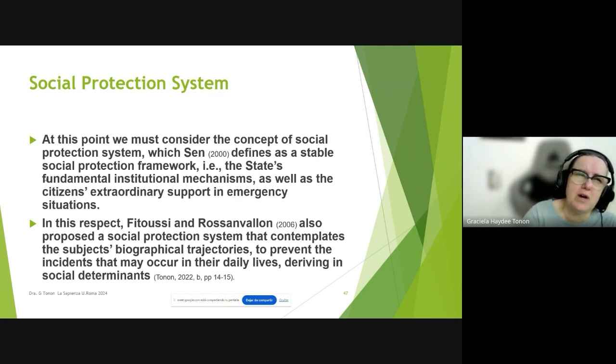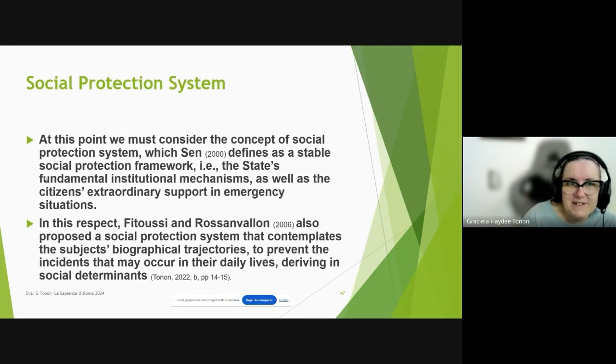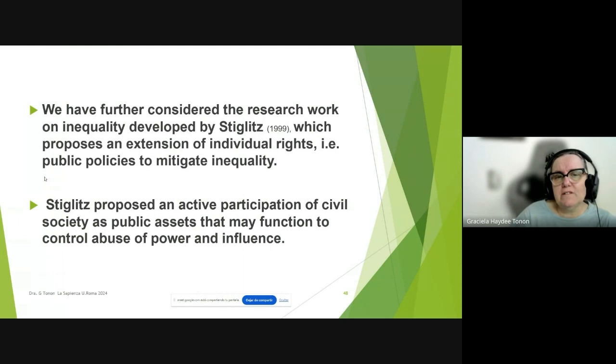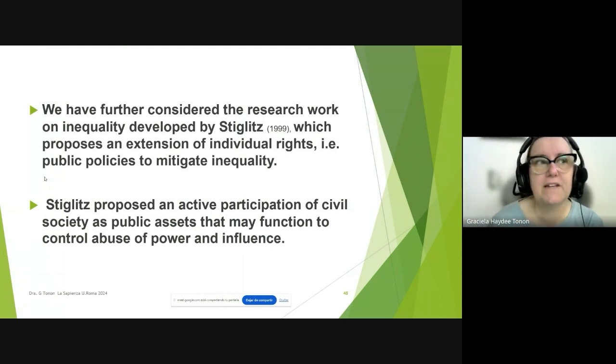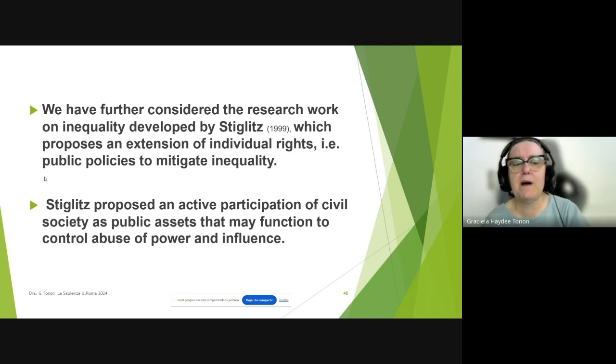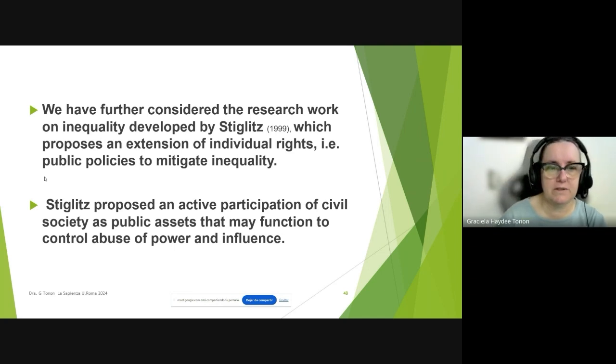So consider that this whole author put the axis in the person, not in the institutions. So we have further considered also the research work on inequality developed by Joseph Stiglitz, another Nobel Prize in Economics. He proposes an extension of individual rights. For example, he proposes public policies to mitigate inequality. Also, Stiglitz proposed an active participation of civil society as public assets that may function to control abuse of power and influence, and also corruption.